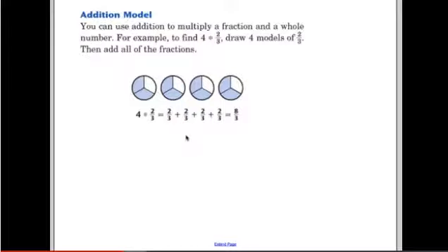I don't recommend this model because it works easily here when your numbers are smaller, but what if you're doing like 37 times 4/5? I mean, that would be a pretty big addition problem.